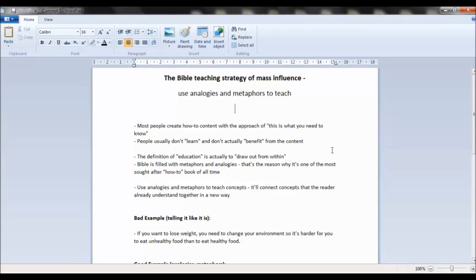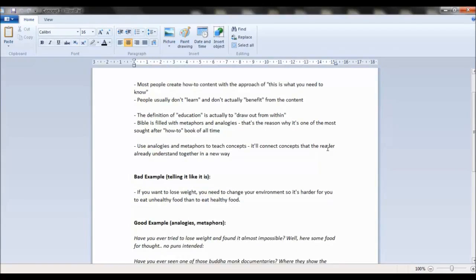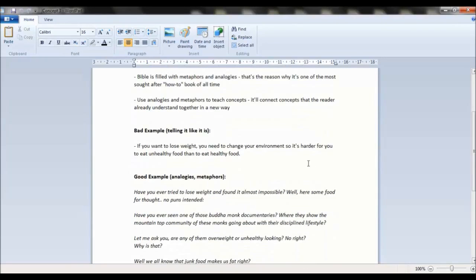When you do this, you basically connect existing and understood concepts from your reader's mind together. And once this happens, it's much easier for them to quote unquote understand. Okay, so it'll connect the concepts that the reader already understands together in a new way. And I'm going to show you a couple examples here.